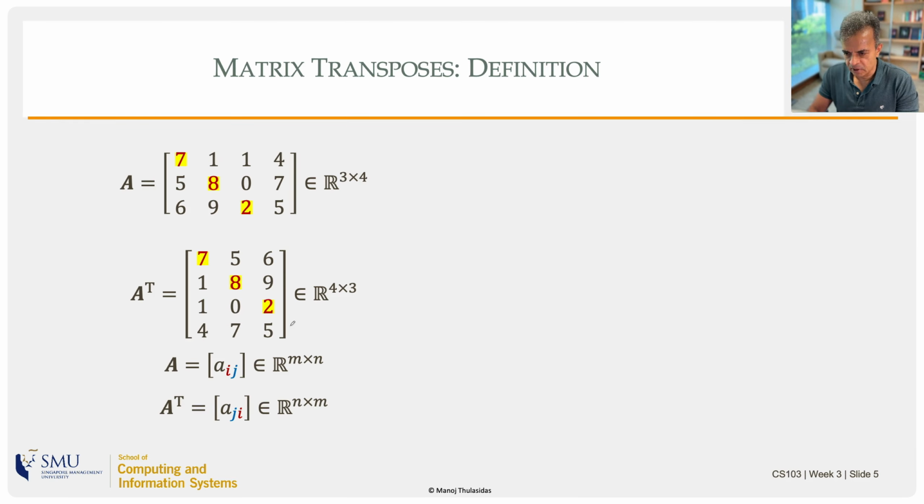A fairly simple concept. So like I said earlier, if A has m rows and n columns, then A transpose will have n rows and m columns.